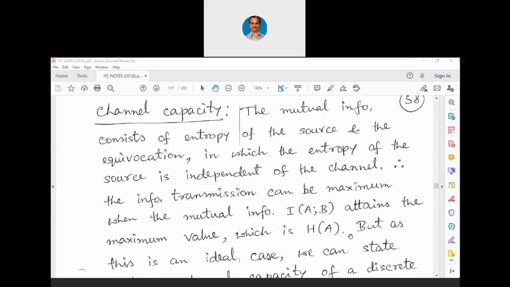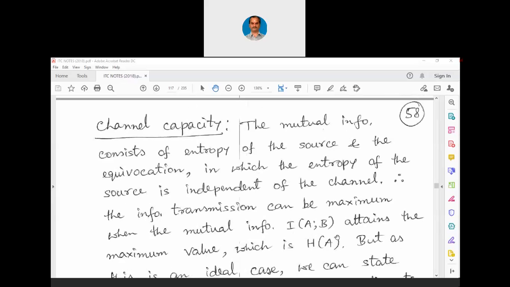Let us proceed to the next topic called channel capacity. We had discussed this channel capacity even in the first module, slightly differently, with respect to the entropy. There also we had considered the signal to noise ratio. Now let us discuss the channel capacity in terms of the mutual information.